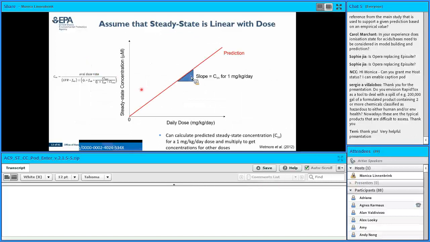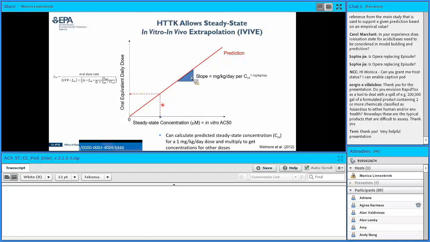So that means this equation is linear. If I increase the dose, my steady state concentration goes up. Now that's true for this model. That's not necessarily true for any chemical. There's all sorts of things that we're not taking into account. But this is a really convenient model because a daily dose gives us a steady state concentration.